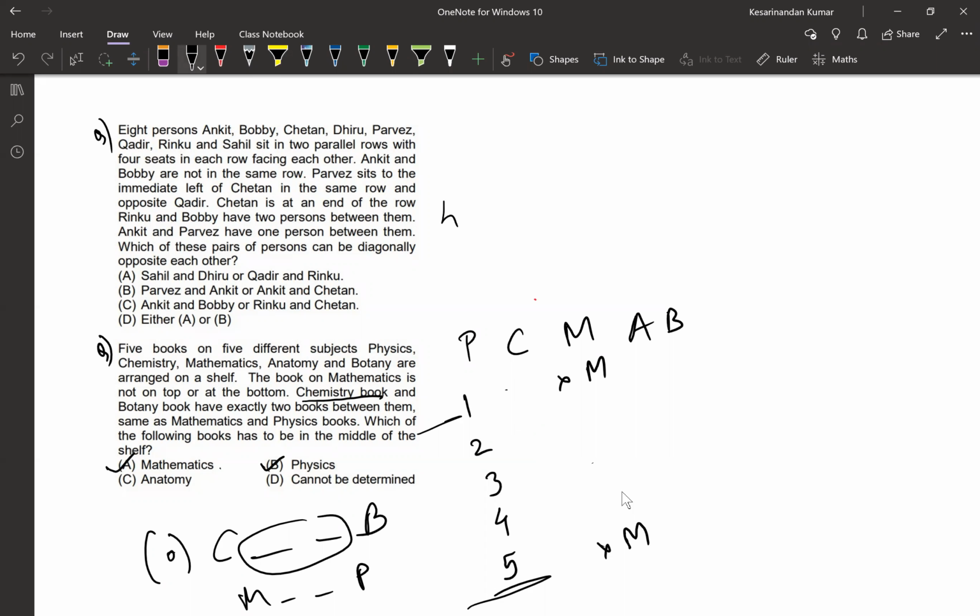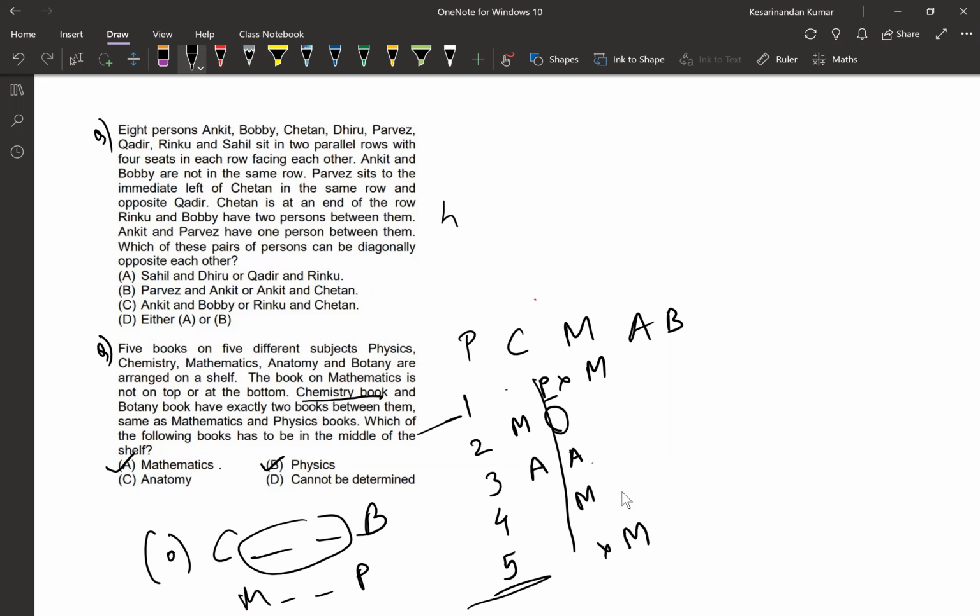Let's have anatomy. If we place anatomy here, maths cannot be here, maths cannot be here. So maths, let's place it here. If we place maths here, there can be 2 scenarios, maths here or maths here. If we place maths here, physics will be at the top, right? And physics is at the top, so naturally this is done.